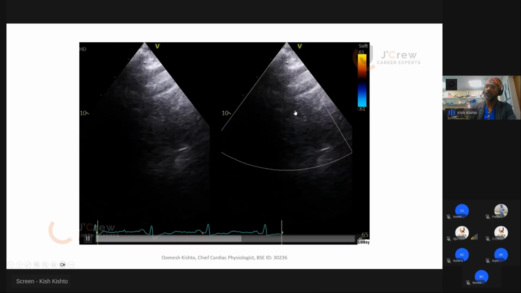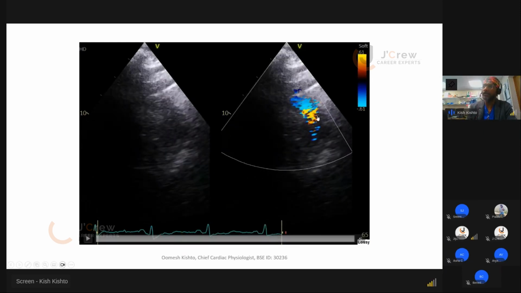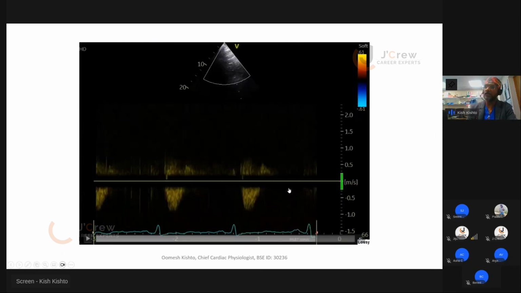And that's your arch again. In an ITU patient, you're not going to see your arch clearly, but if you do, just put the color on so that you can have a rough idea, and the CW.